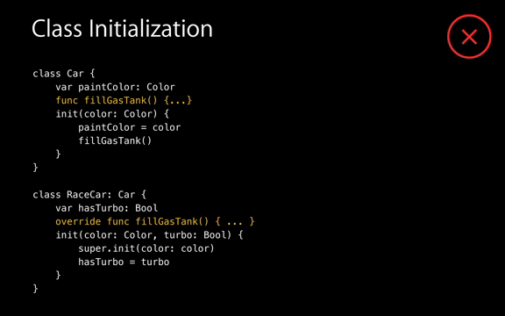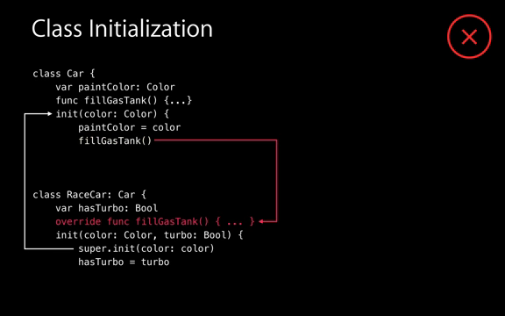Now, because race cars use a different kind of gas than regular cars, we've overridden this method in our subclass. So when we create a new race car, and its initializer is called, it first calls its superclass initializer, which then sets its paint color properties, and finally calls its fill gas tank method. But because we've overridden it in our subclass, it gets dynamically dispatched to the subclass's version of that same method. And that's where we have a problem.